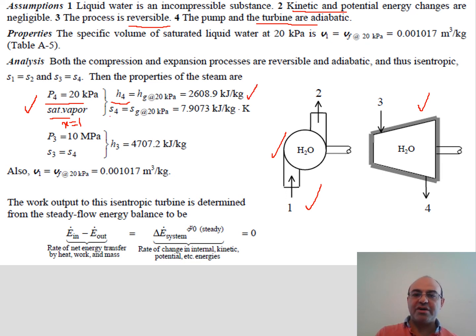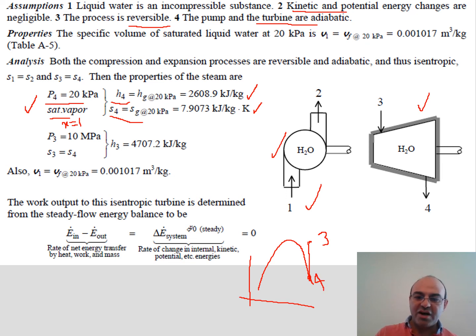And S4 is equal to Sg because it's saturated vapor. If we show it on a TS diagram or PV diagram, at point 4, the exit of the turbine, we are looking at this point. The turbine inlet is somewhere here. This is point 3. And point 4 would be some point like here.